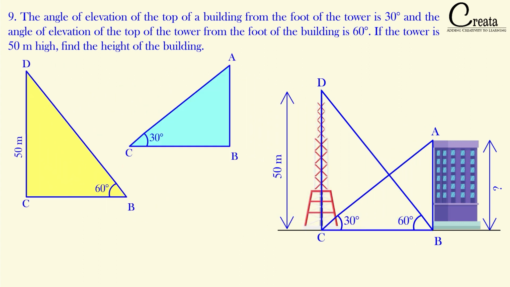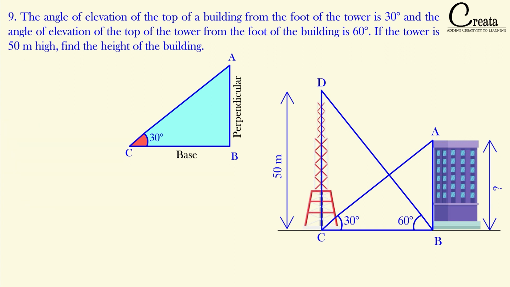In the triangle ABC, the trigonometric angle is 30 degree. AB is the perpendicular as it is opposite to trigonometric angle and BC is the base for this triangle. And for the triangle BCD, CD is the perpendicular as it is opposite to trigonometric angle 60 degree and BC is the base of this triangle. BC is common in both the triangles. That will help us in solving this question.